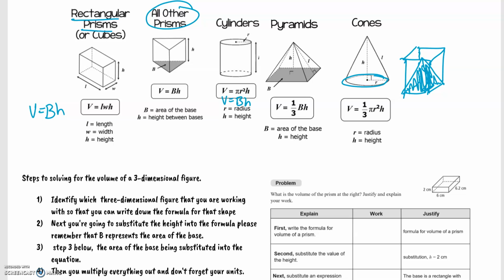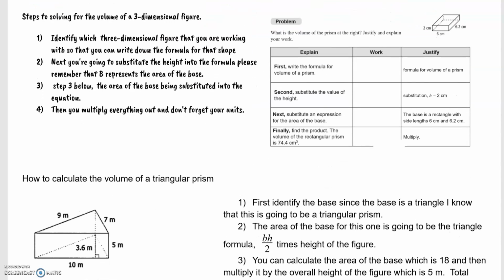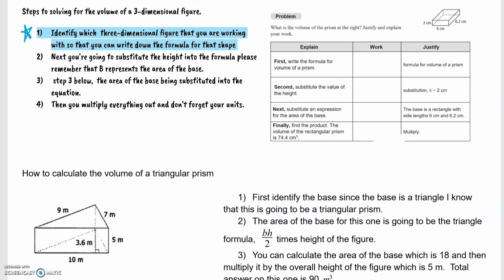All right, so let's go ahead and first start talking about the steps for finding the volume of a three-dimensional figure. They're written out here, so I'm going to try the highlighter feature here and see if I can read them out loud for you as I follow along, okay? The first step is we're going to go ahead and identify which of the three-dimensional figures you're working with so that you can write down the formula for that shape, okay? So if you're working with a cylinder, use the cylinder formula. If you're working with pyramids, use the pyramid formula. Remember, capital B just represents the area of the base. Okay, next you're going to substitute the height.